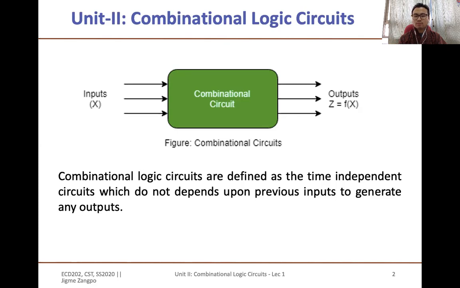So which means the combinational logic circuit is time independent, where it just depends on present input in order to generate any output. So if the circuit fulfills this condition, which is time independent and depends only on present input, then this type of circuit is known as combinational logic circuit.